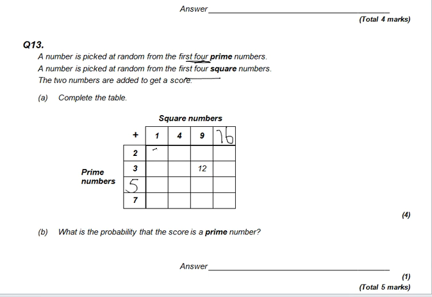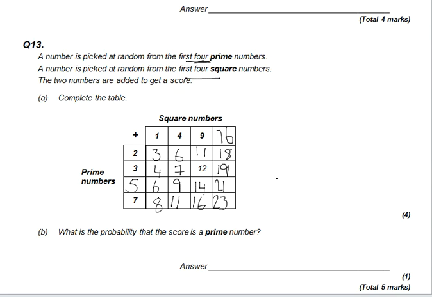If we then add these together, 3, 4 add 2, 6, 9 add 2, 11, 16 add 2, 18, 3 add 1, 4, 4 add 3 is 7, 16 plus 3 is 19, 5 add 1 is 6, 4 add 5 is 9, 9 add 5 is 14, 16 add 5 is 21, 16 add 7 is 23, 9 add 7 is 16, 4 add 7 is 11, 7 plus 1 is 8.